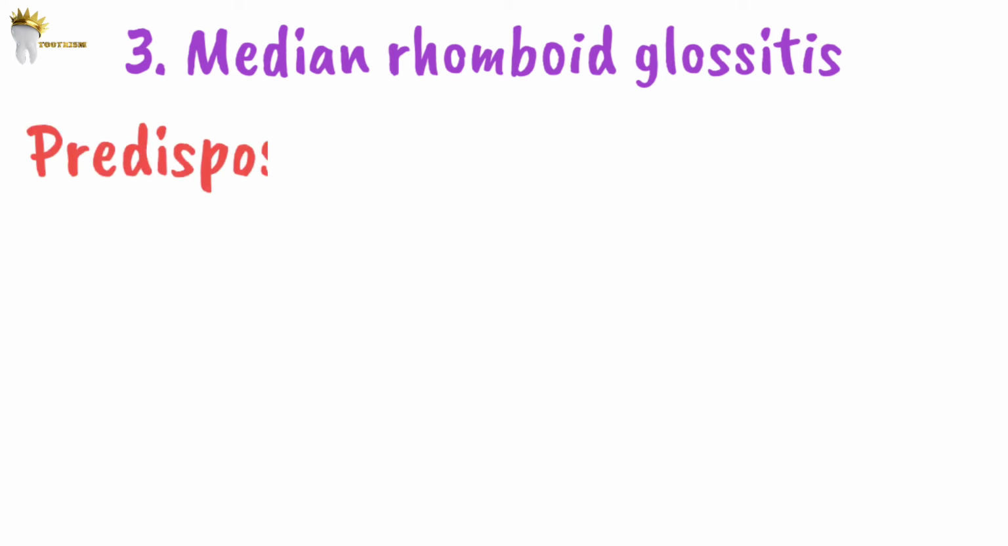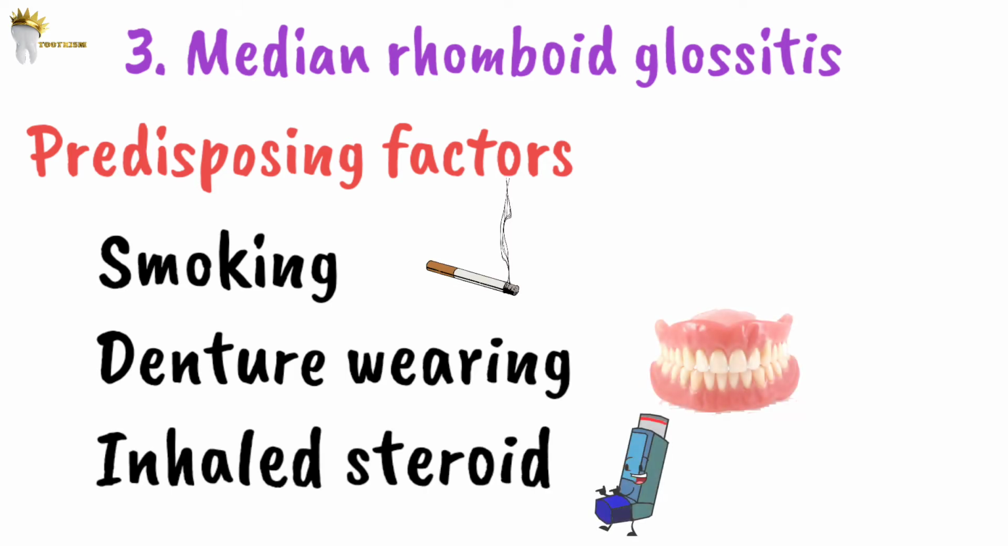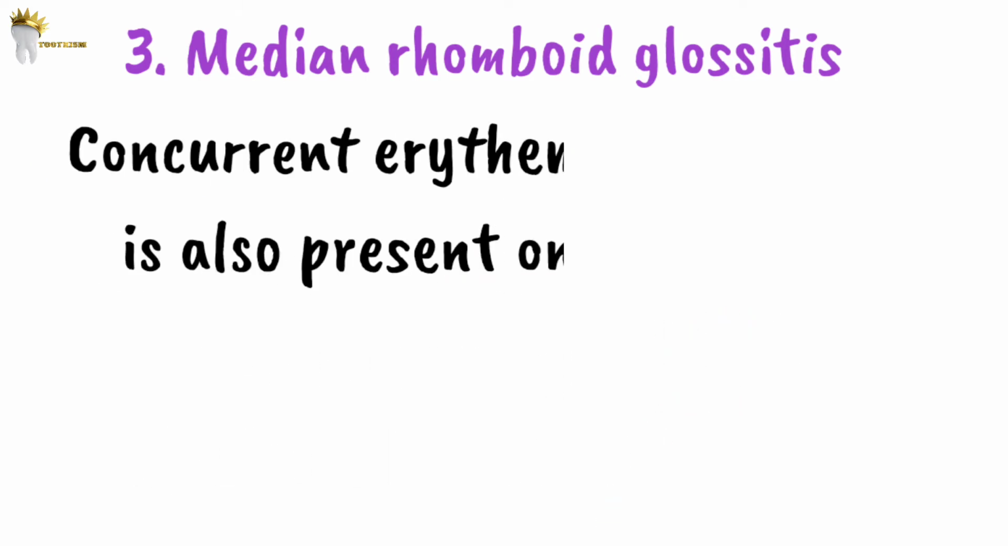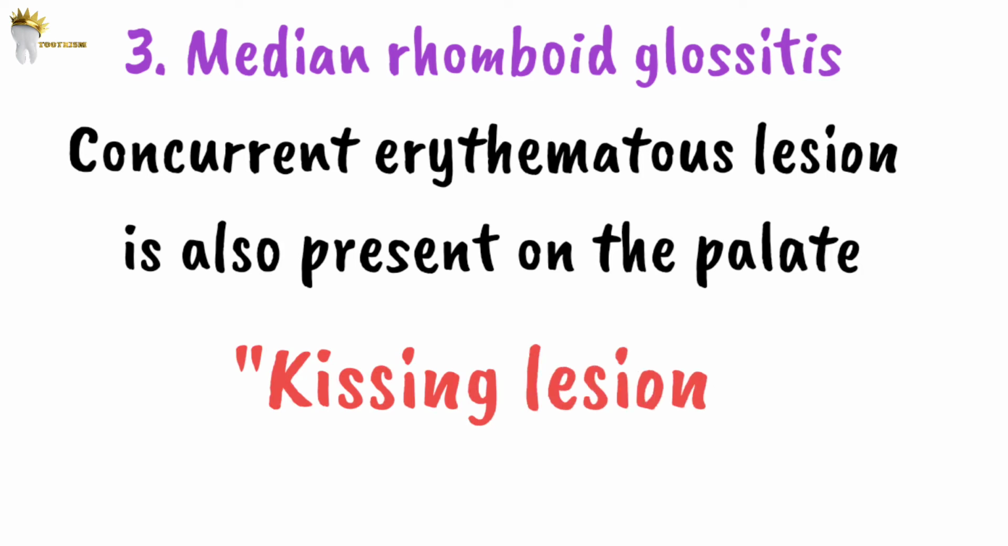The predisposing factors for this are smoking, denture wearing, and inhaled steroids. Sometimes an erythematous lesion is also present on the palatal mucosa. This is also called kissing lesions. So this was about primary forms of candidiasis.